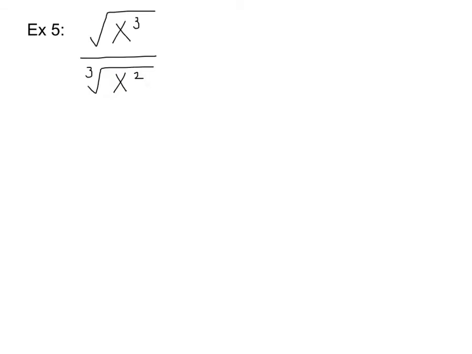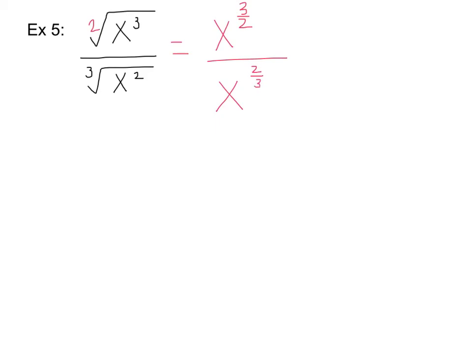Now we have the square root of x to the third divided by the cube root of x to the second. Again, normally we can make it one big radical, but since that's square roots and that's cube roots, we have to rewrite it. So the square root of x to the third is going to be x to the 3/2 power. Remember, there's an invisible 2 here, divided by x to the 2/3 power.